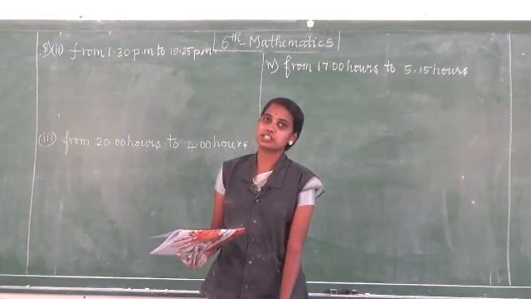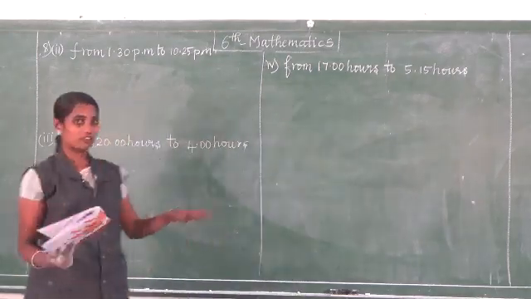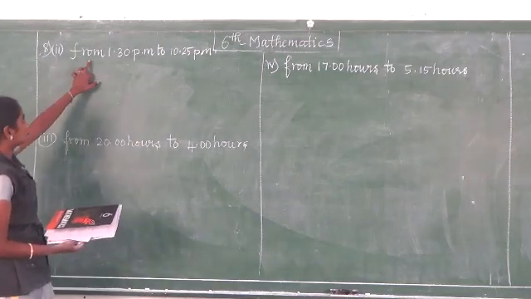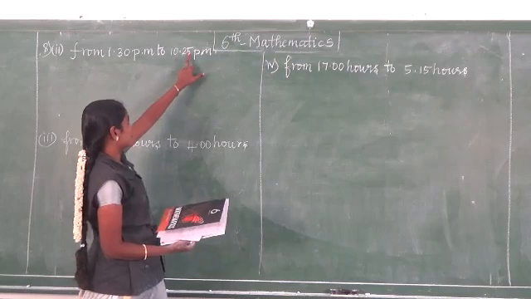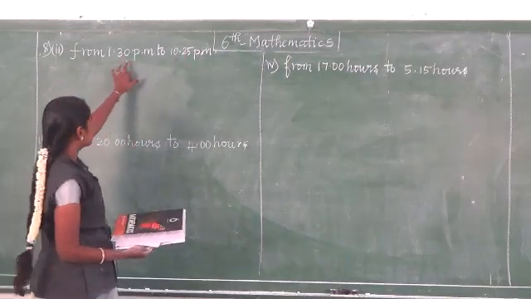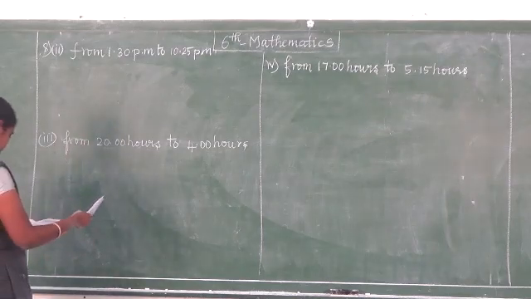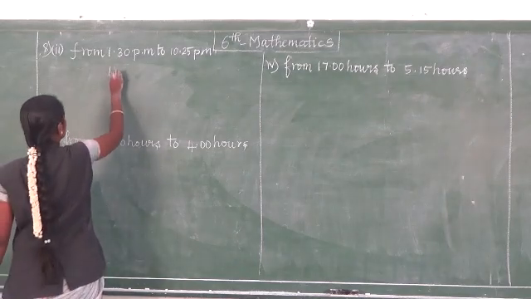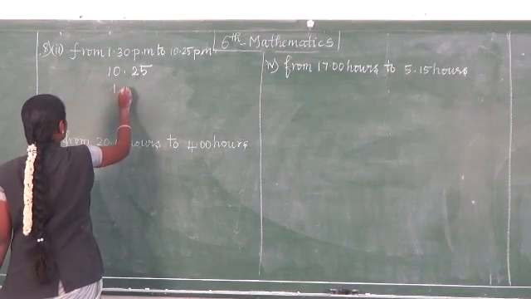Now we are going to see question number 8 option 2. Option 2 also has the same format. Find out the time in between, from 1:30 p.m. to 10:25 p.m. When it is p.m., it is very easy. You can subtract it. 10:25 and 1:30.